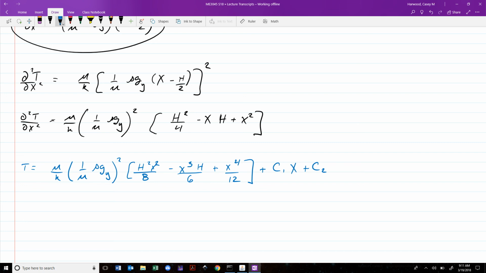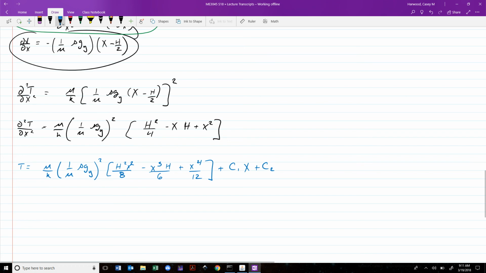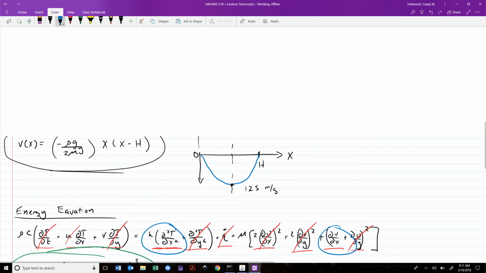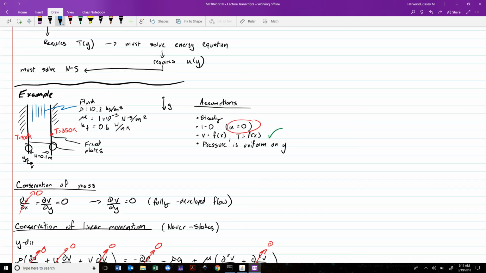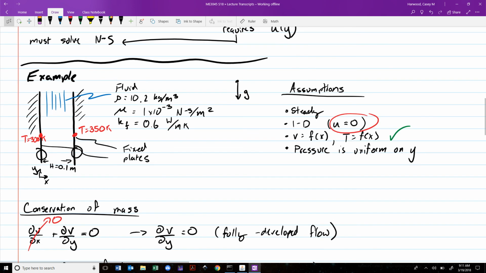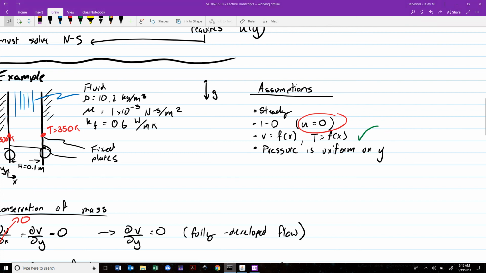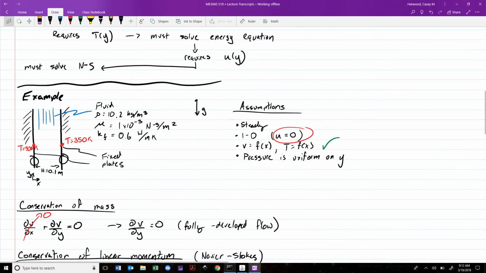We have to plug in boundary conditions. Looking back at the problem definition, I'm going to scroll up here for a second. There we go. Our boundary conditions for temperature should be even more apparent than those that we used for velocity. Given a temperature at one wall, 300 Kelvin, and given a temperature at another wall, 350 Kelvin, we would plug those two things in at the two different values of x.